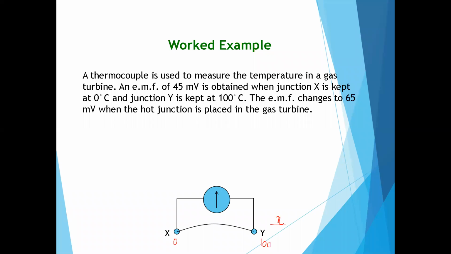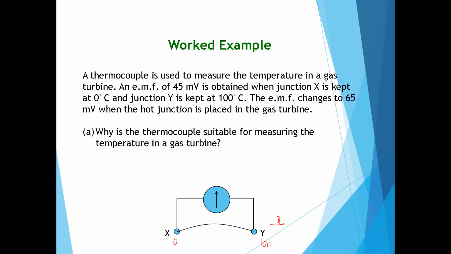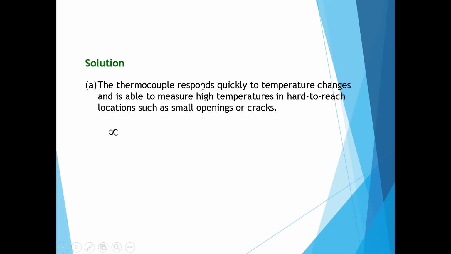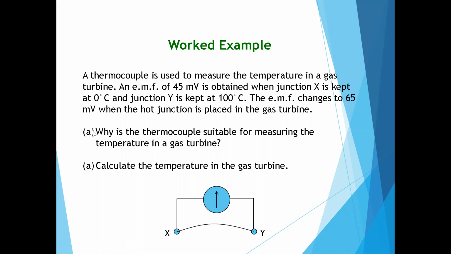So what does the first question say? It says, why is a thermocouple suitable for measuring the temperature in a gas turbine? And secondly, it says, calculate the temperature in the gas turbine. So for the first one, the answer is that the thermocouple responds quickly to temperature changes. It also measures high temperatures, and it measures temperatures in hard to reach locations. So we have three reasons why we're using a thermocouple. It responds quickly to temperature change, it is able to measure high temperatures, and it measures temperatures in hard to reach locations.